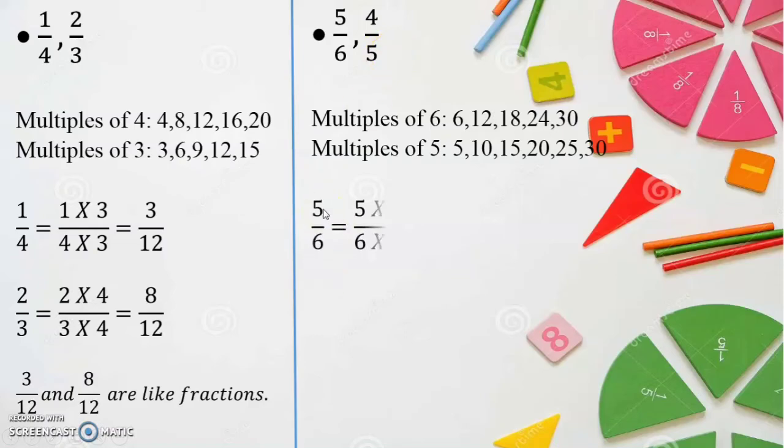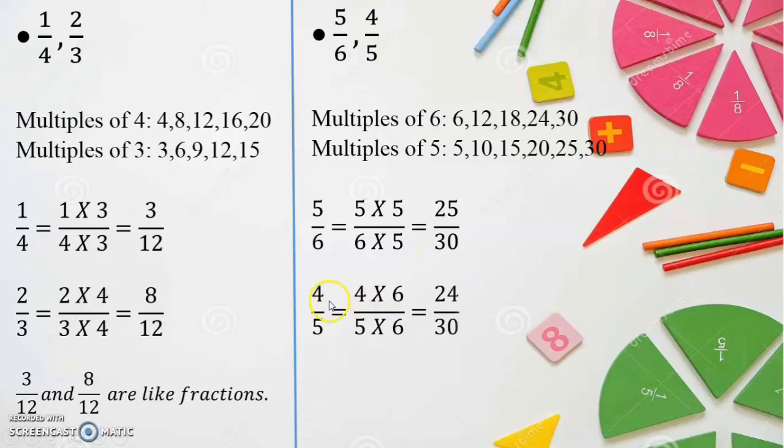So in the next step we have 5 upon 6, the first fraction. You multiply 6 into 5 and the same 5 you multiply in the numerator as well, because we have multiplied 5 in the denominator to make the denominator equal. So we multiply same number to the numerator as well. So 5 into 5 is equal to 25 and 6 into 5 is equal to 30.